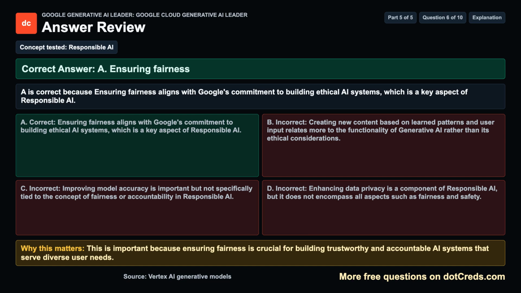Concept tested, responsible AI. The correct answer is A. Ensuring fairness. A is correct because ensuring fairness aligns with Google's commitment to building ethical AI systems, which is a key aspect of responsible AI. Why this matters? This is important because ensuring fairness is crucial for building trustworthy and accountable AI systems that serve diverse user needs.